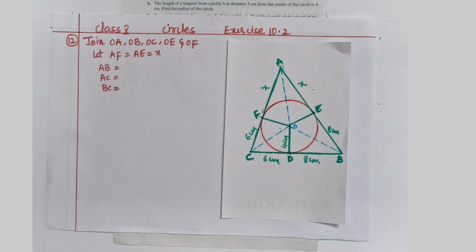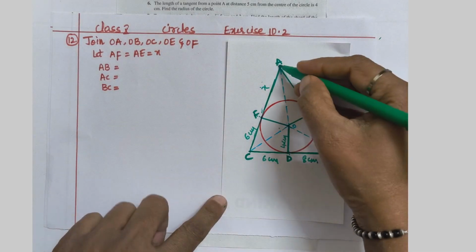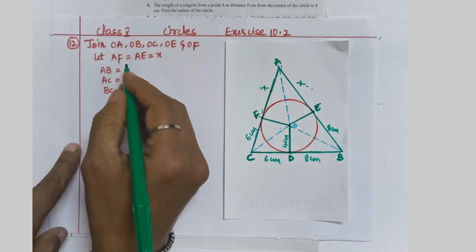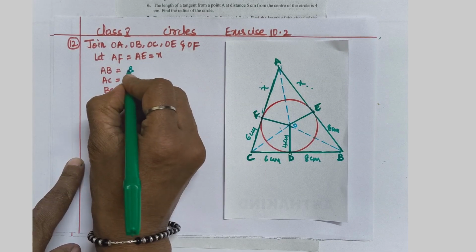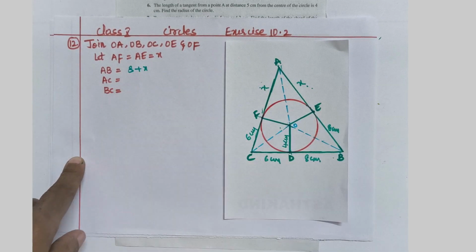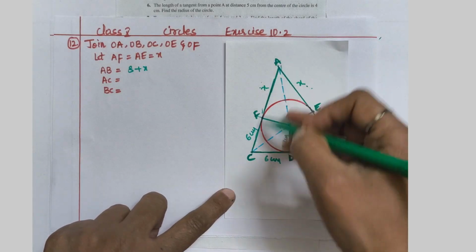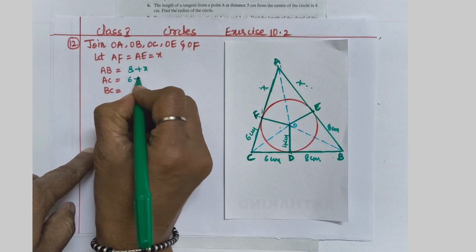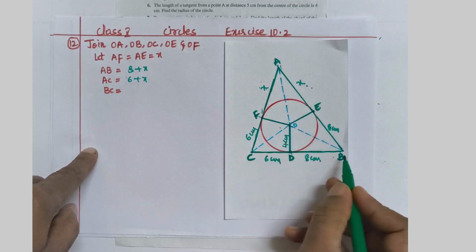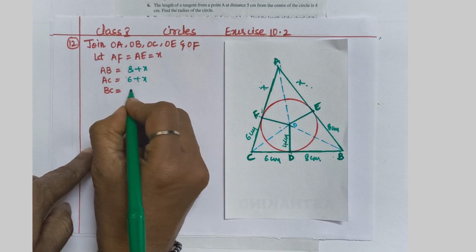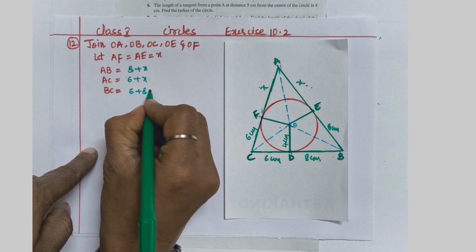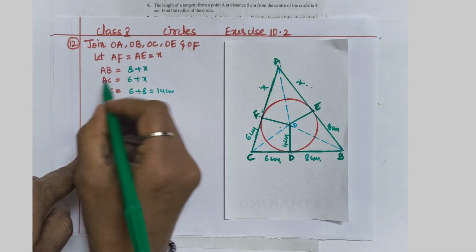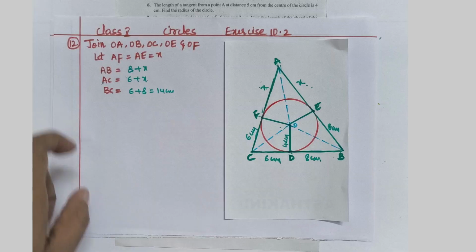Now we will write the measurements. First, AB: AB is equal to 8 plus x centimeters. Next, AC is equal to 6 plus x. Next, BC is equal to 6 plus 8, which is 14 centimeters. So this is the AB length, this is the AC length, and this is the BC length.